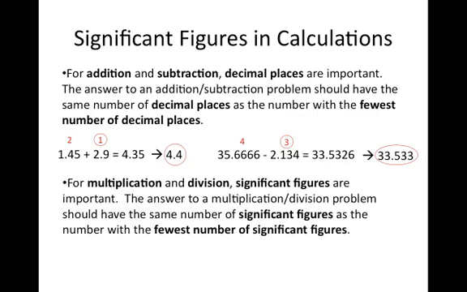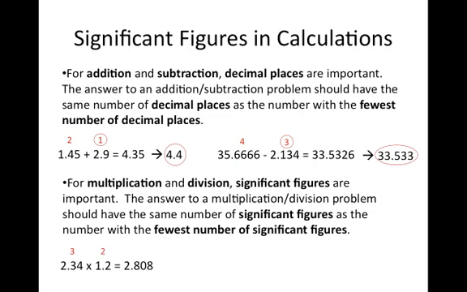For multiplication and division problems, significant figures are important. The answer to a multiplication and division problem should have the same number of significant figures as the number with the fewest number of significant figures. If we type this problem into the calculator, we get the answer 2.808. 2.34 has 3 significant figures. Remember that we determined this because this number, 2.34, contains no zeros, so all of the digits count towards the number of sig figs.